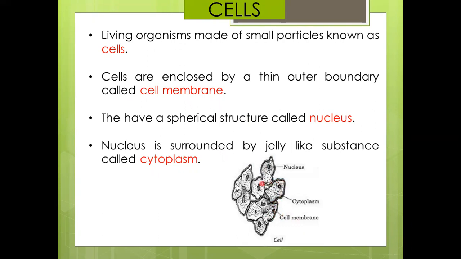Cells also have a spherical structure present in them called the nucleus. We can't say exactly where, but it is present. We are going to learn about the nucleus in the higher classes. The nucleus is surrounded by a jelly-like substance called cytoplasm. See here, if this is the nucleus, then it is surrounded by a jelly-like substance, which is the cytoplasm. So please remember this also, children.